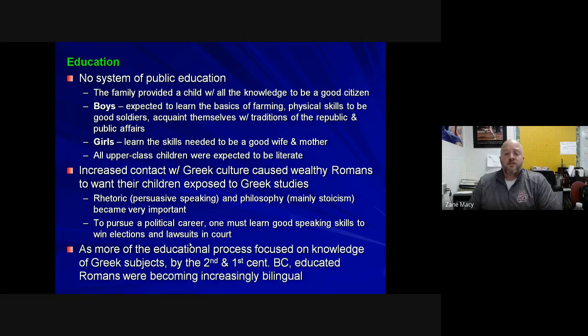Now, as the educational process focused on knowledge of Greek subjects, by the time you get to the first century BC, educated Romans are becoming increasingly bilingual. Even though the language of the Roman people and the Roman Republic is Latin, what showed that you had an extensive formal education was if you could also speak Greek, if you could speak Egyptian, if you could speak Phoenician, and also being able to read and write in those other languages as well.